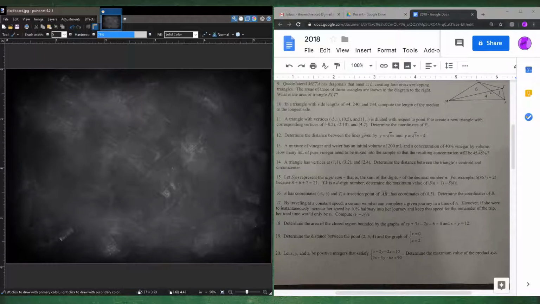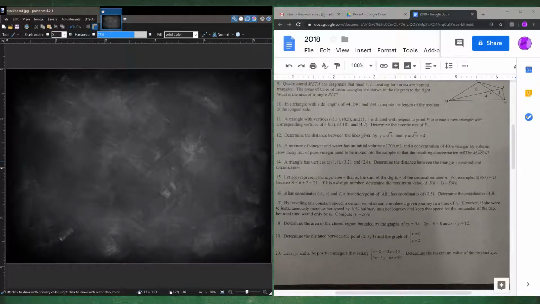Question 17. By traveling at a constant speed, a certain wombat can complete a given journey at time t1. However, if she was to instantaneously increase her speed at 10% halfway into her journey and keep the speed for the remaining of the trip, her total time would be t2. Compute (t1 minus t2) divided by t1. Okay, so first we need to find the relationship between t1 and t2.